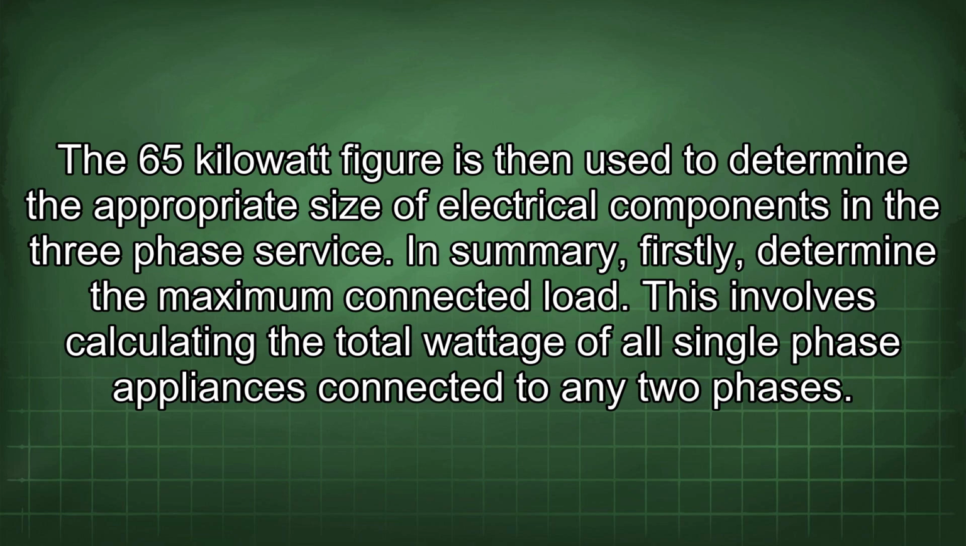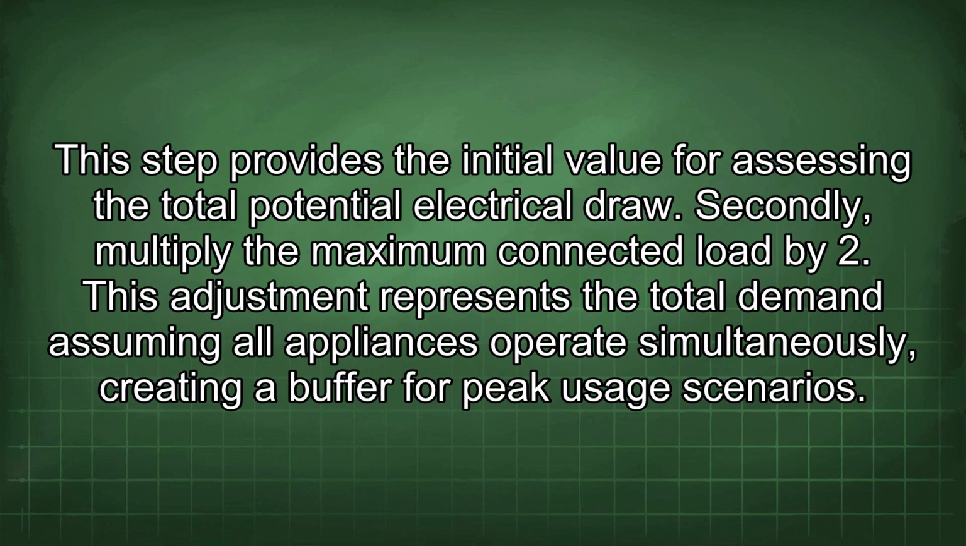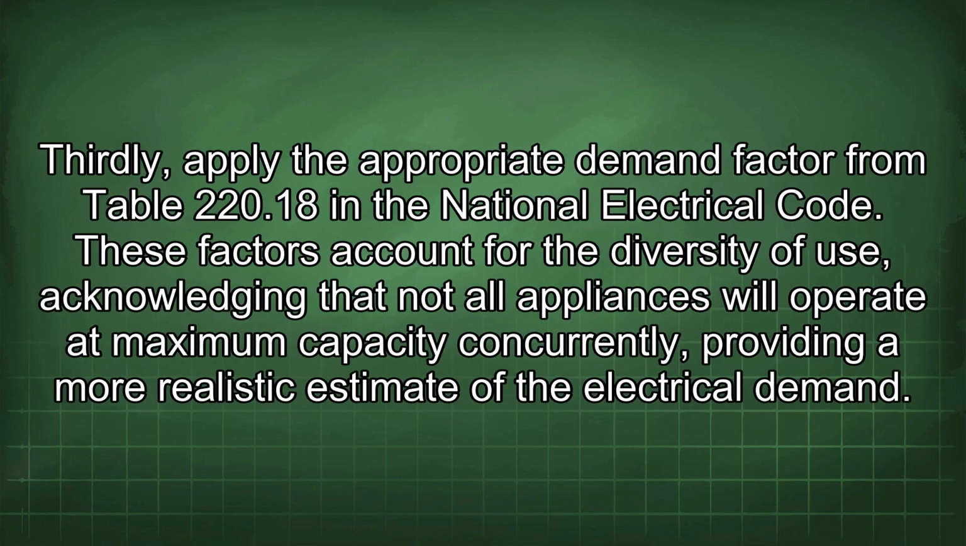This involves calculating the total wattage of all single-phase appliances connected to any two phases. This step provides the initial value for assessing the total potential electrical draw. Secondly, multiply the maximum connected load by 2. This adjustment represents the total demand assuming all appliances operate simultaneously, creating a buffer for peak usage scenarios. Thirdly, apply the appropriate demand factor from Table 220.18 in the National Electrical Code. These factors account for the diversity of use, acknowledging that not all appliances will operate at maximum capacity concurrently, providing a more realistic estimate of the electrical demand.